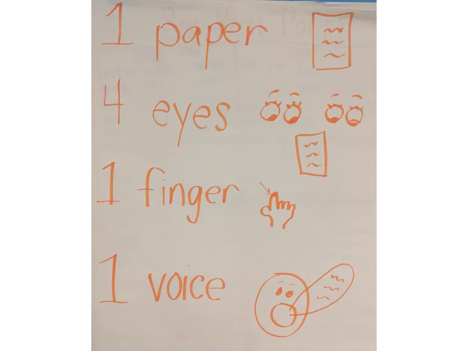You'll have 4 eyes because you have your eyes and your partner's, plus 1 finger and 1 voice. So the 1 finger is your partner following the words that you read. And that's how we're going to check for grammar. If it sounds funny, we need to fix it. Capitalization: names, places, beginning of sentences. Spelling: hopefully our Google Docs noticed most of them.